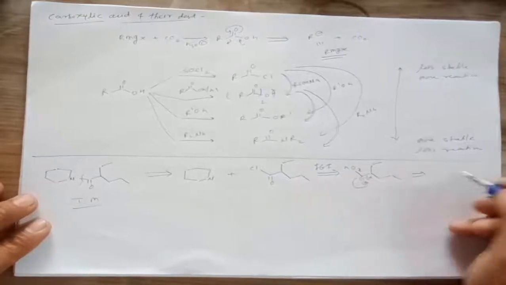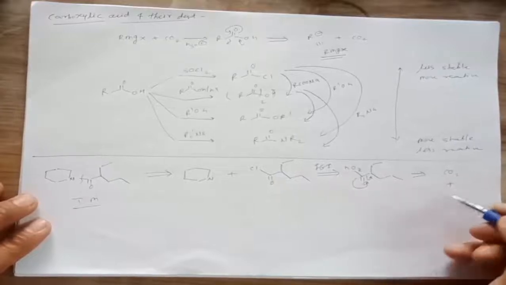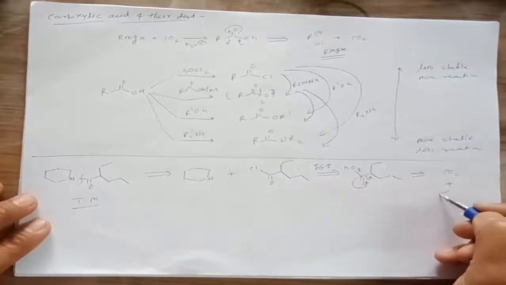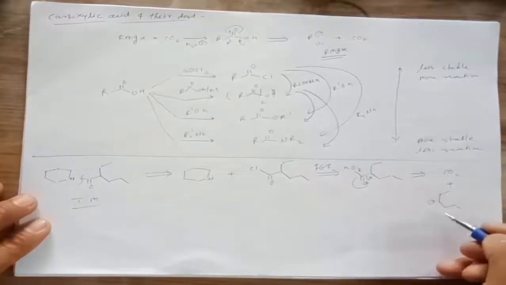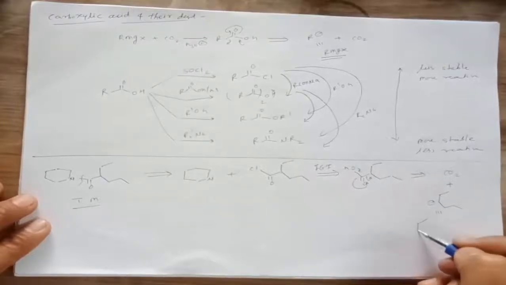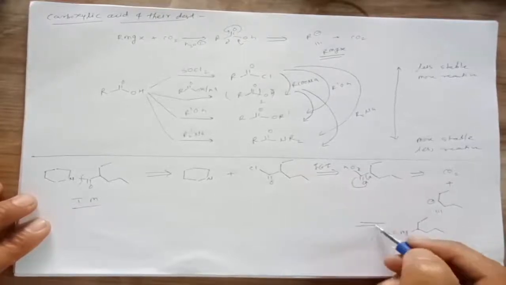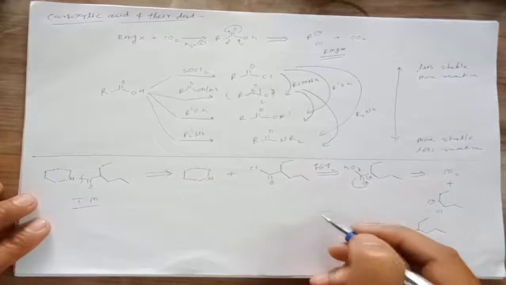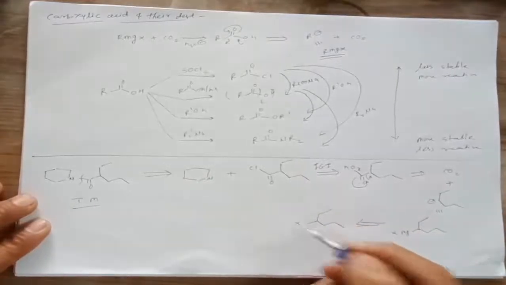So it gives CO2, along with CH3, CH2, CH, then CH2, CH2, then CH3. Here is a negative charge, and its synthetic equivalent will be like this, with MgX. Then it can easily be prepared from the alkyl halide, that is X.